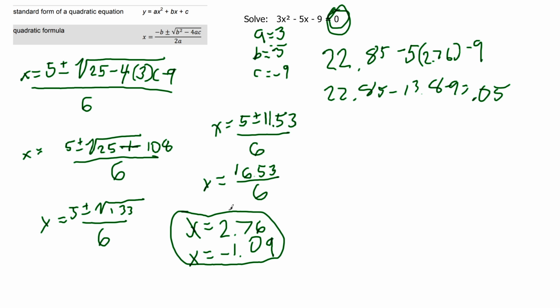If you want to be extra sure, you could plug the other one in as well. So 3 times 1.09 squared, minus 5 times negative 1.09, minus 9 equals about 0, close enough when you calculate it. So we can be confident that we have the right answer.